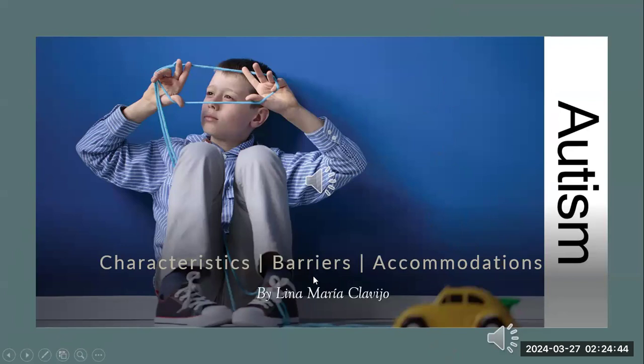In this presentation we are going to talk about characteristics of this disability. We are going to mention some barriers from the students facing the curriculum and even some barriers from teachers. And we are going to find some accommodations, realistic accommodations we can do with this disability in our classes.